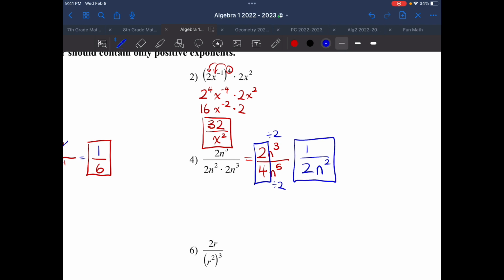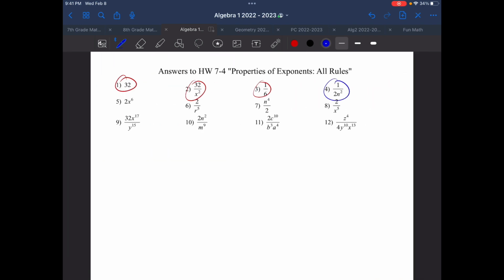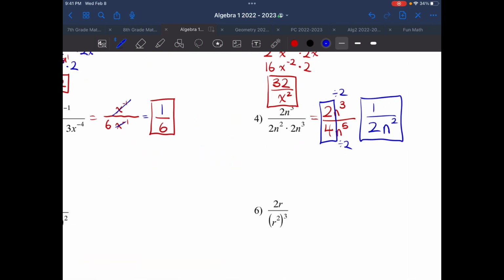Let's go ahead and check our work. 1 over 2n squared for number 4. I'm moving on to number 5.